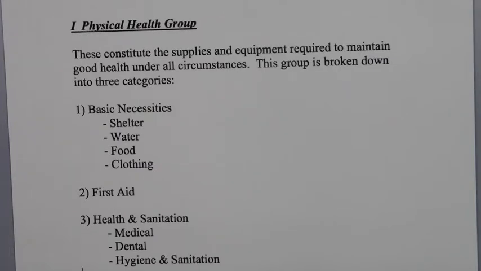Anyway, the physical health group is pretty much self-explanatory. Three categories within that group. The first of which, basic necessities, obviously shelter, water, food, and clothing, because you're not going to survive for very long without any of those. Second category within that group, first aid, medical first aid that is. And the third group, health and sanitation, and that is regarding the longer term medical, dental, and hygienic requirements for every person in your family or group.